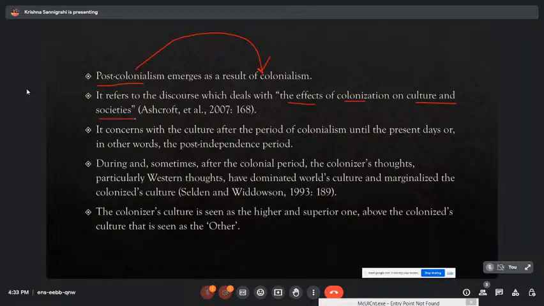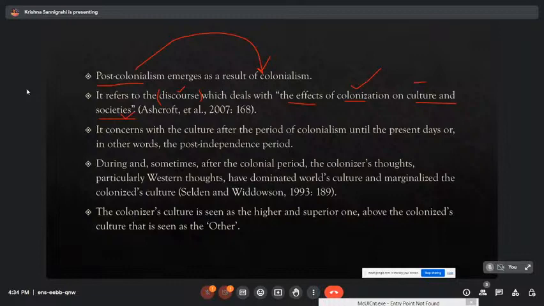So, what does it refer to? It refers to discourse. When we are talking about discourse, we cannot miss the main idea of discourse, wherein anything and everything which any individual is speaking is not termed as discourse. It is only certain sets of things which are accepted by the people in power that are termed as discourse. So it refers to the discourse which deals with the effects of colonization on culture and societies.